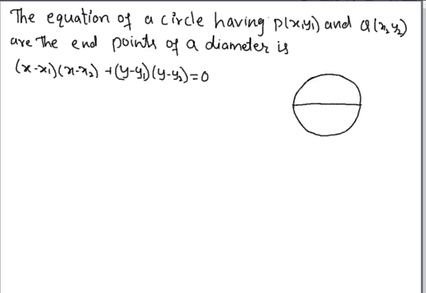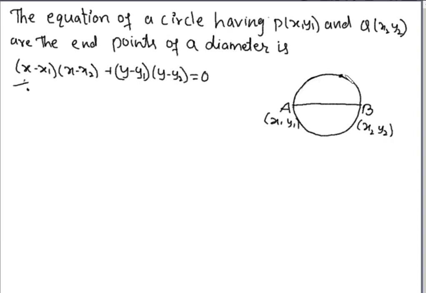The equation of a circle having P(x1, y1) and Q(x2, y2) as the endpoints of a diameter is (x minus x1)(x minus x2) plus (y minus y1)(y minus y2) equals 0. Here, the endpoints of a diameter are given as capital A (x1, y1) and capital B (x2, y2).